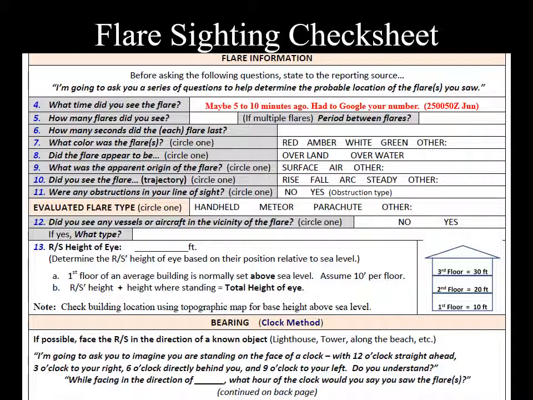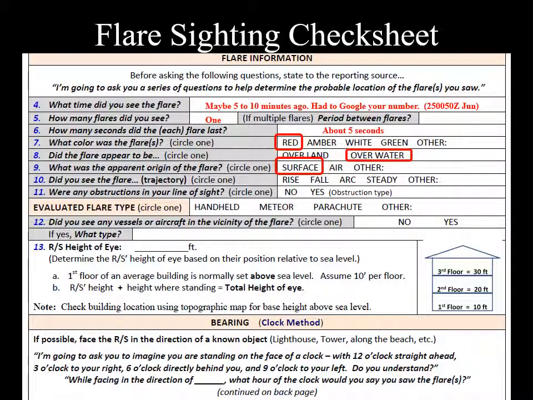Next, we want to know how many flares did they see. If they saw more than one, can they estimate how much time went by between the flare sightings? Another critical question is, how long did the flare burn? It could have been just a few seconds or a minute or two. We want to know what color it was. Did it appear to be over land or over water? Did it look like it came from the surface or possibly an airplane?